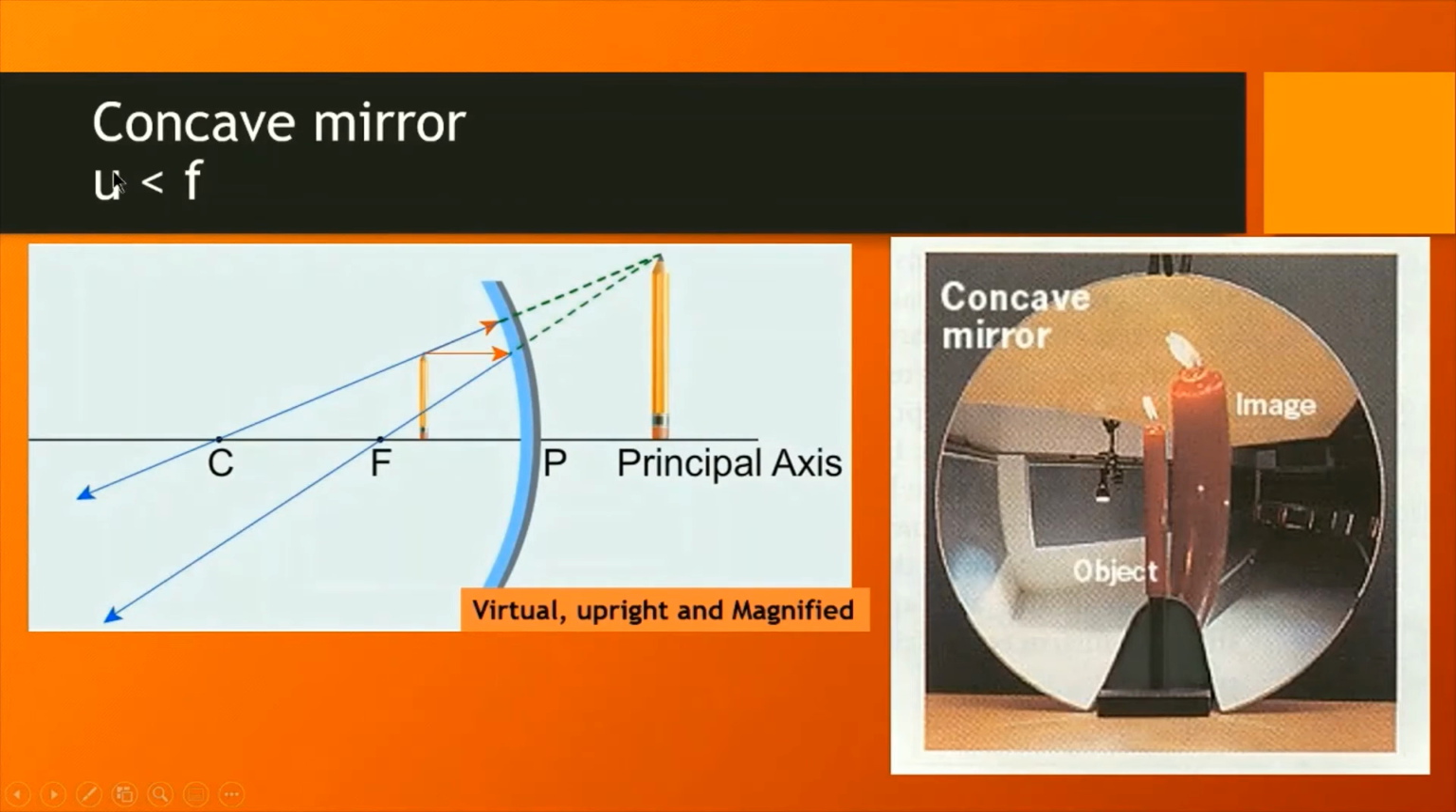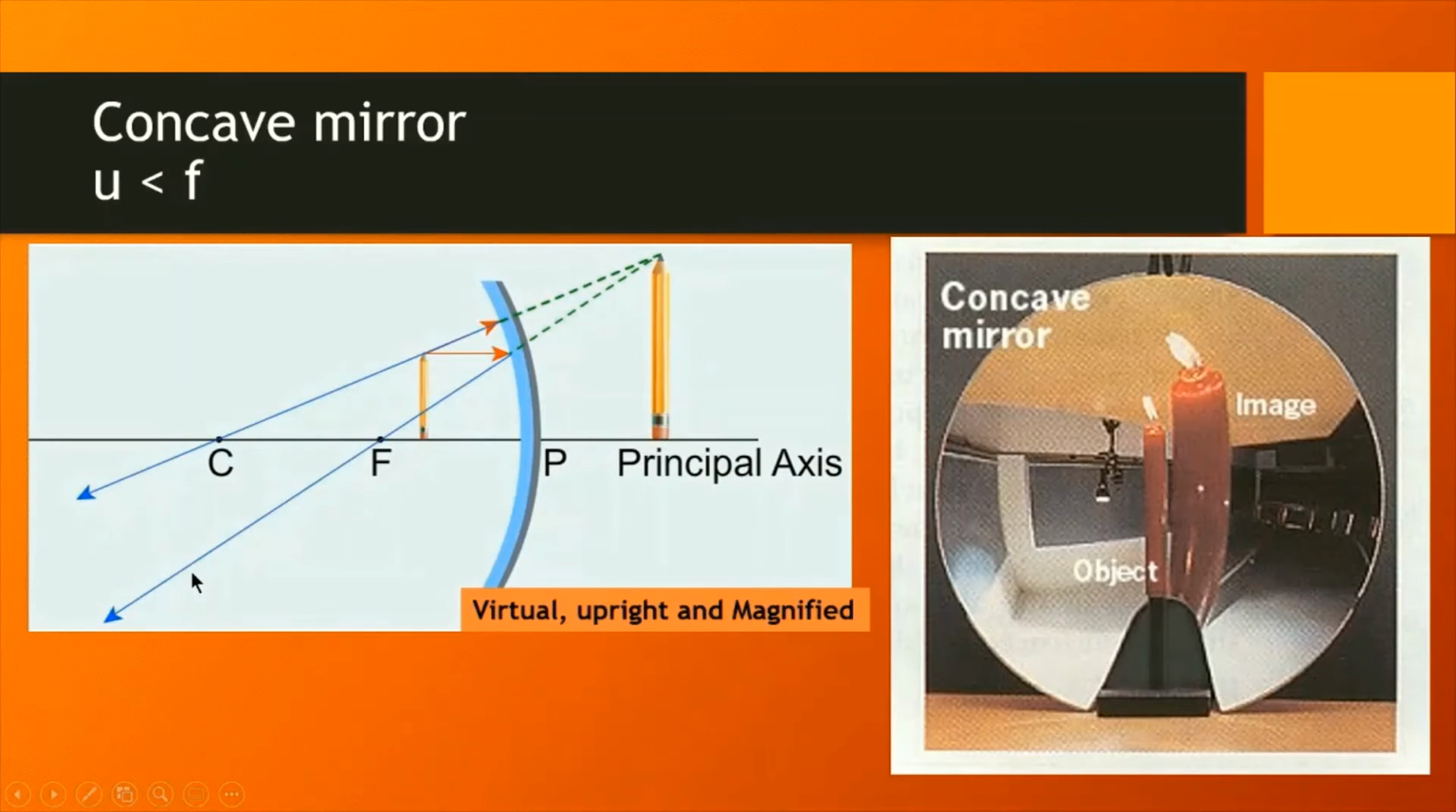All right, the last case: we bring the object nearer so that it is less than f. The object now is less than f, so u is less than f. Same thing, we draw ray P and we draw ray C. This time, you see these two reflected rays diverge. The more you lengthen the reflected rays, the further and further apart they go.